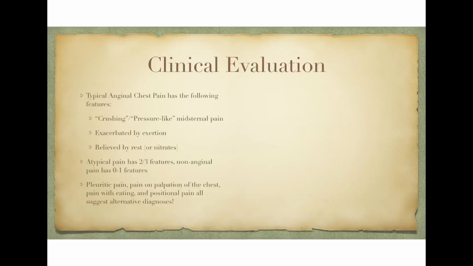Other features that point you away from a diagnosis of ischemic heart disease would be chest pain that's pleuritic or worsened by deep inspiration, chest pain that's worsened when you directly palpate the patient's chest, pain associated with eating, which might suggest a GI-related diagnosis, or positional chest pain, which can sometimes point to pericarditis.